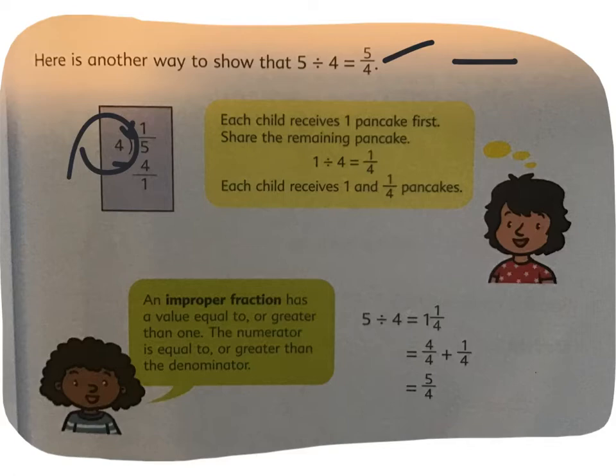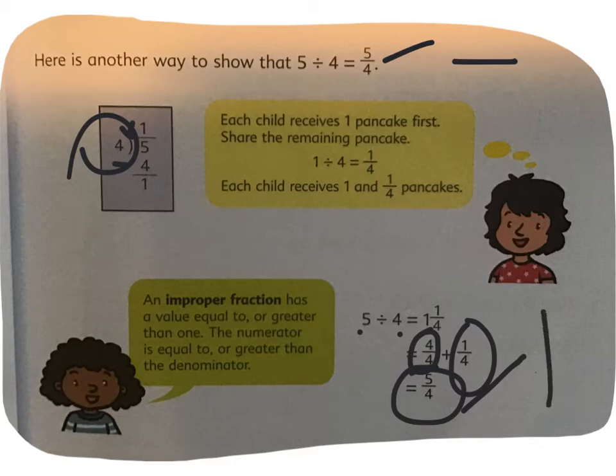Now it's an improper fraction. An improper fraction has a value equal to or greater than 1. The numerator is equal to or greater than the denominator. So 5 divided by 4, we can pull out a whole from that and then add 1/4. So 5 fourths. And again, changing it to a mixed number, that goes in there 1 whole time, 1 piece left over, denominator stays the same.